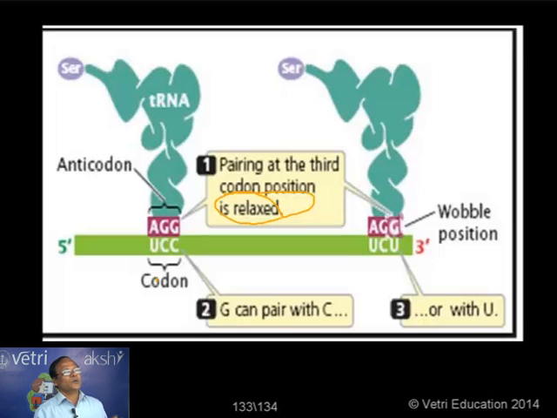Okay, so with that I conclude the molecular basis of inheritance. That part is over. We will proceed to gene regulation in the next class.